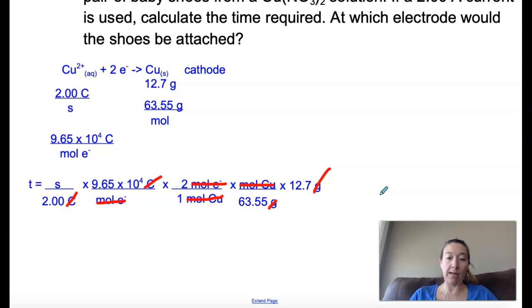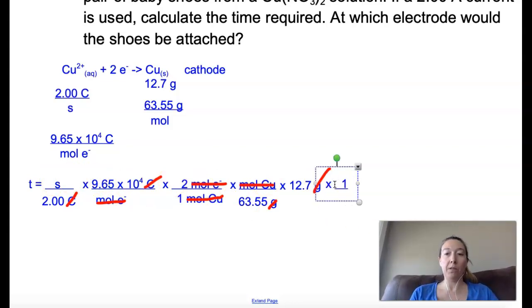Okay, so 19,284 seconds. That's a very large number, right? You think about the fact that there are 3,600 seconds in an hour, so it probably makes the most sense to switch this over to hours. To convert the seconds, I'm going to put the seconds on the bottom and the hours on the top.